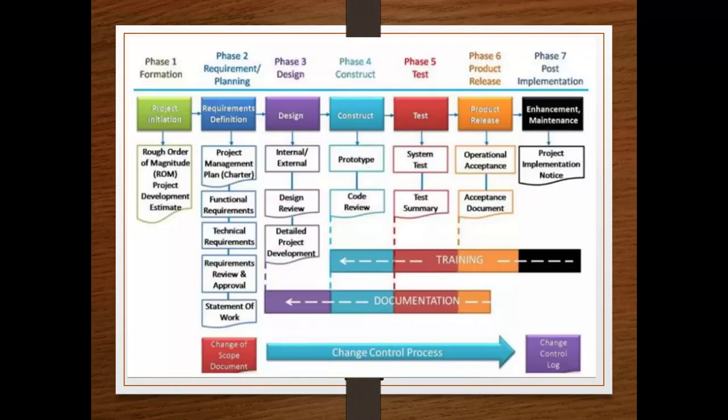This is a pictorial view where phase 1 is formation, that is project initiation, where I initiate a project. A rough order of magnitude, that is ROM, is drafted. Then phase 2 is requirement or planning, where I am going to define my requirements. Then comes design, then construction, that is developing and coding, then test, then product release, and then post implementation. So it actually consists of 7 phases.